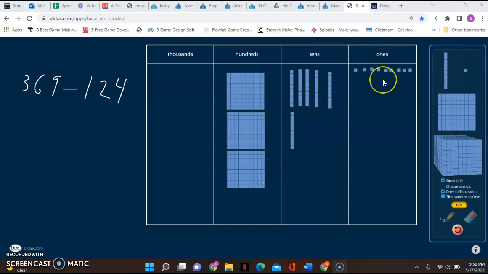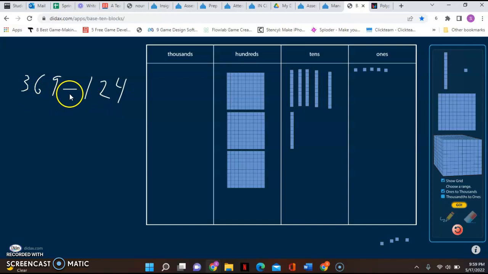Our first thing that we will tackle is 9 minus 4. And since we don't have to carry any values over, we will just remove 4 values. There we are. And so the result is now 5.